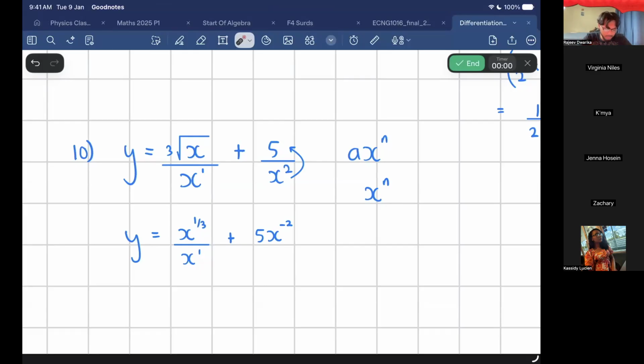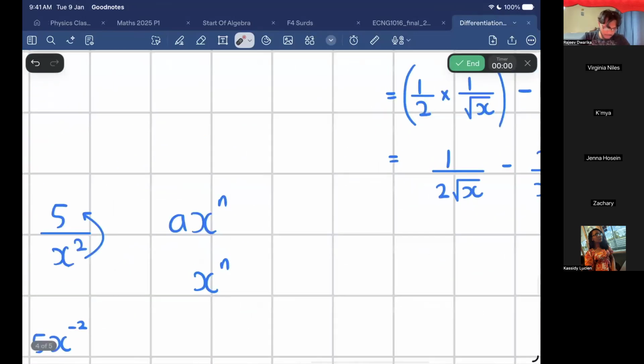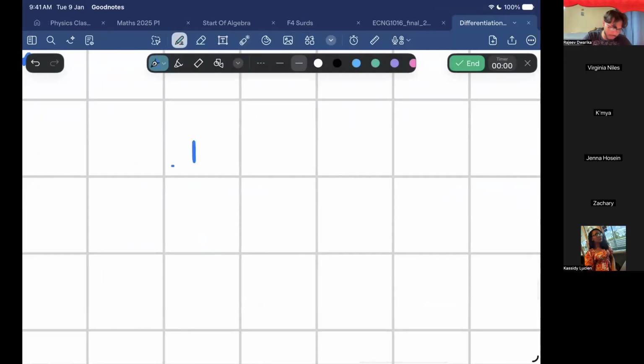Right. So I don't want to move on. I know they're confused. Jenna, I remember you were asking me why is 5 over x to the power 2 equal to 5x to the power minus 2. That's what you were asking me, right? Alright. Let's look at the rule quickly. Jenna, if we have 1 over x to the power n, that's the same thing as x to what power?